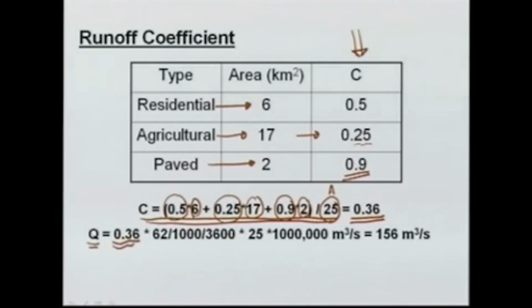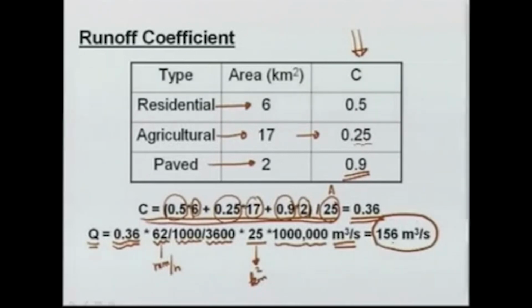0.36 is C, 62 is in millimeter per hour. So, we will convert it into meters by dividing by 1000 and per second by dividing by 3600. 25 is the area in kilometer square. So, we multiplied by a million to get in meter square, and therefore, the resulting value will come out to be in meter cube per second, and it turns out to be 156 meter cube per second.